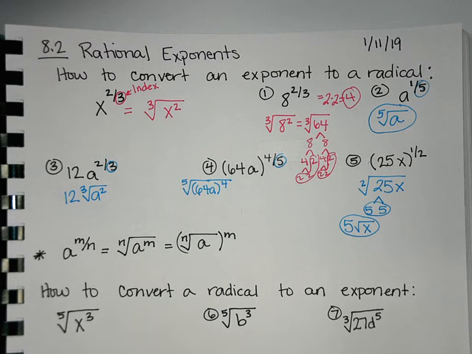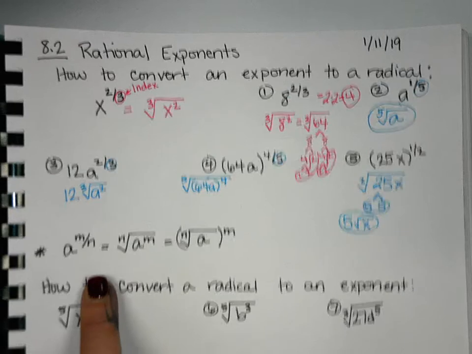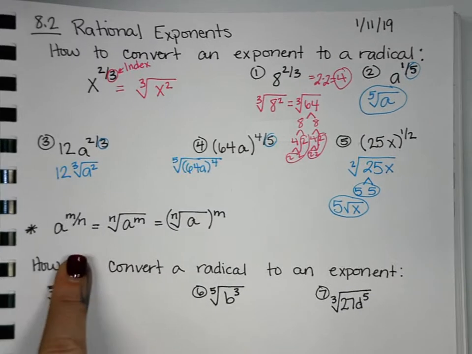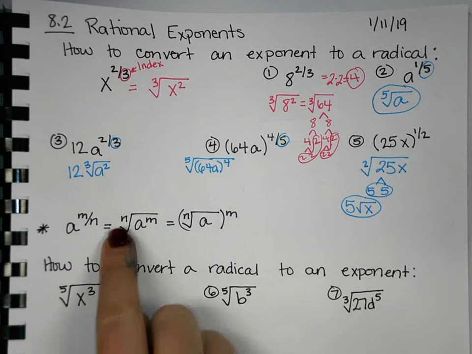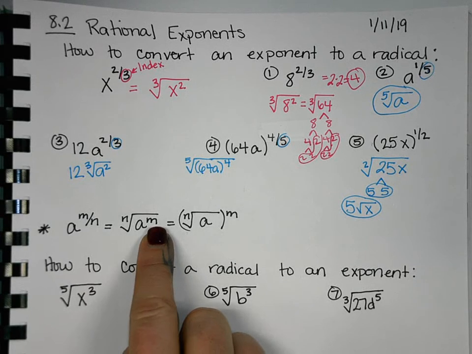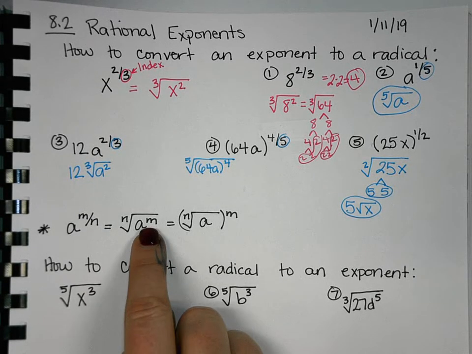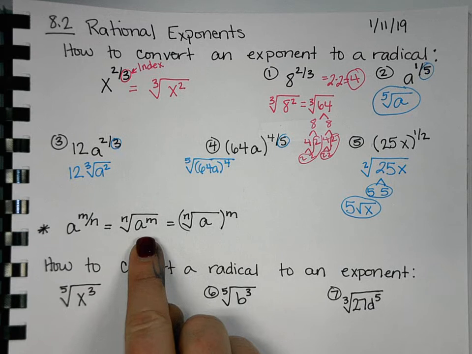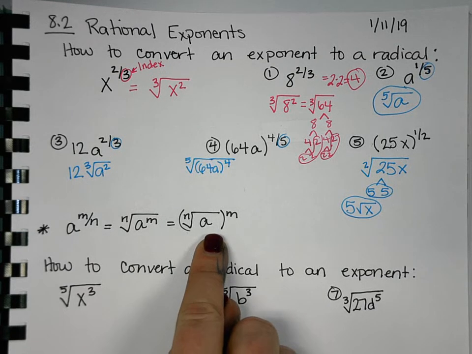So when you don't write anything, it's assumed to be a square root. So that's why if you want to write it, you can, but you technically don't have to. Okay, right here, when I was doing all of these up here, I was always putting my numerator inside my radical, but there is a way that you can also write it outside the radical.